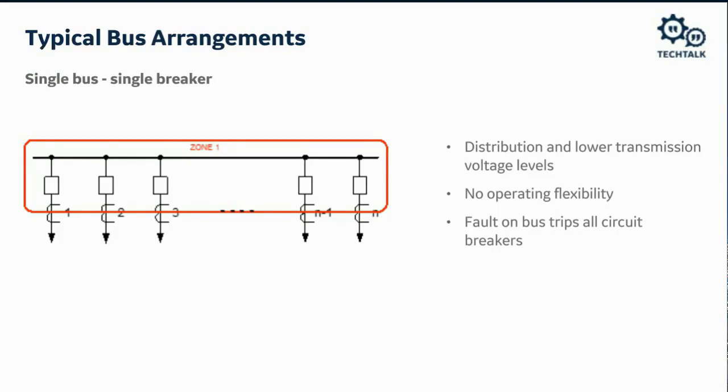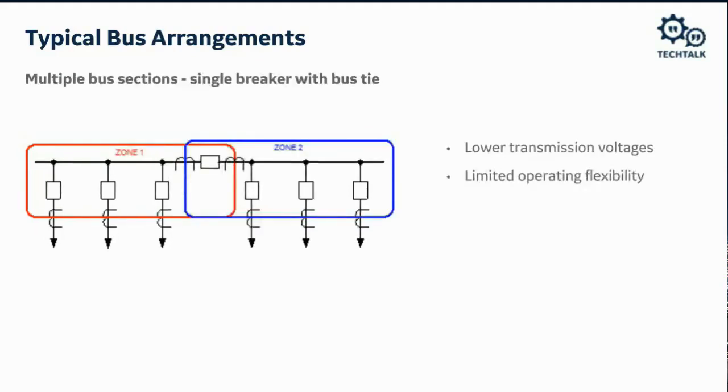If you need to take a bus outage, you need to take all the breakers associated with the bus out of service, so all your sources and all your loads need to be taken out. If there's a fault on the bus, you need to trip all the breakers on that bus, again taking out all your sources and all your loads. So not a lot of flexibility in this design.